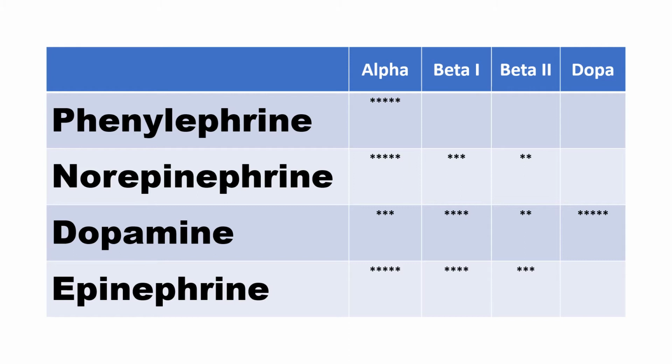Phenylephrine, which primarily affects the alpha receptors, norepinephrine, which primarily affects the alpha receptors but does have influence over some beta 1 and beta 2, dopamine, which primarily affects the dopamine receptors but also has influence over beta 1, beta 2, and alpha and is dose dependent, and epinephrine, which affects the alpha, beta 1, and beta 2 receptors.